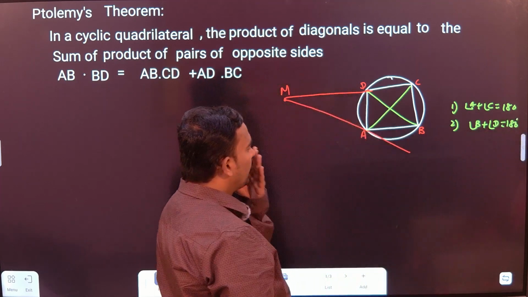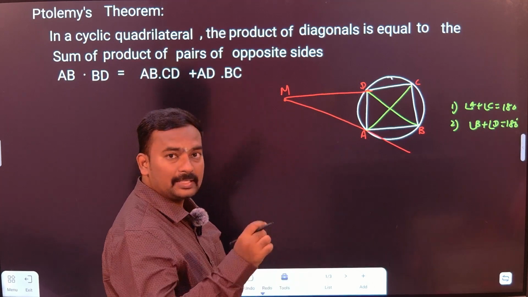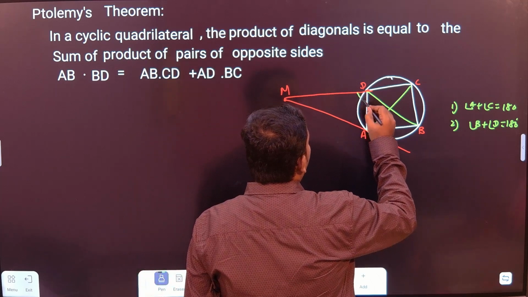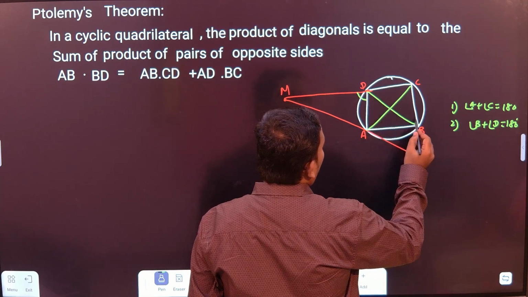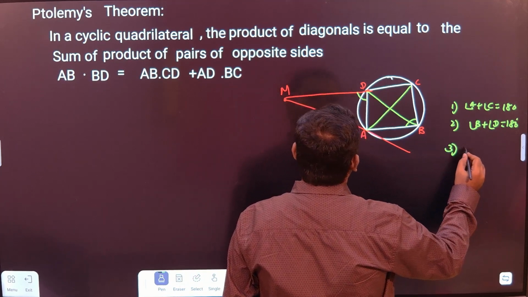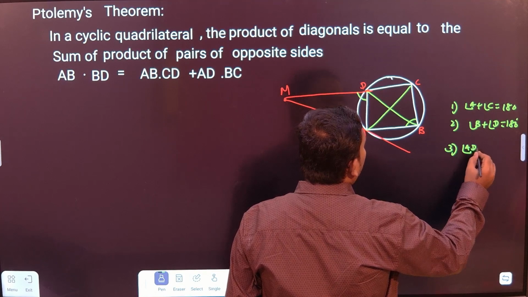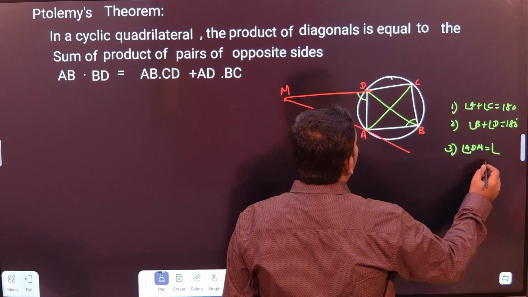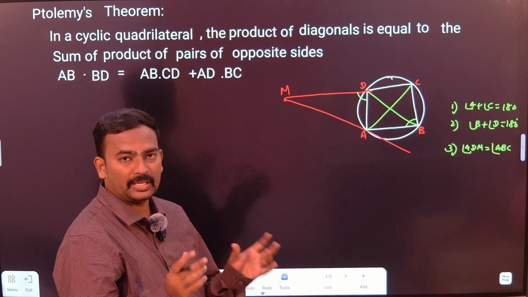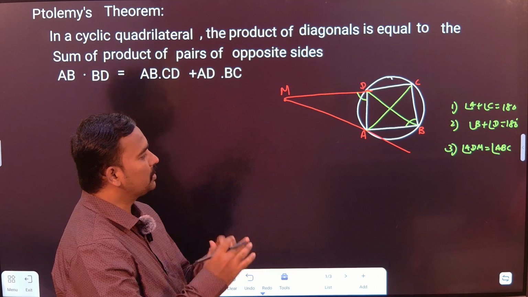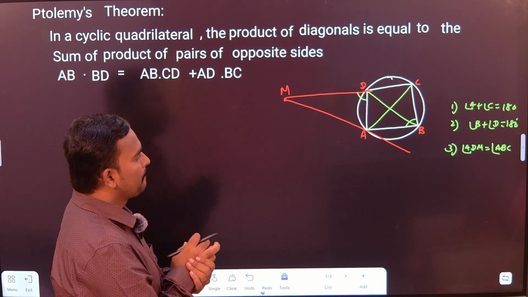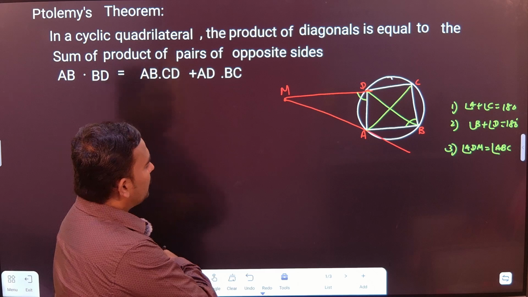Second, the exterior angle of a cyclic quadrilateral. Here, what is the exterior angle? The exterior angle is equal to the opposite interior angle. That means, the third point, angle ADM is equal to angle ABC. All are equal because the exterior angle of a cyclic quadrilateral is equal to the opposite interior angle. You need to understand these two points, right? So how to prove this question?